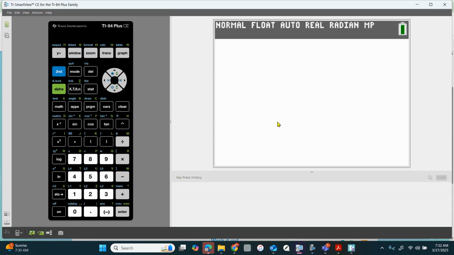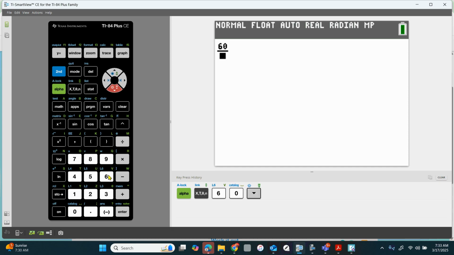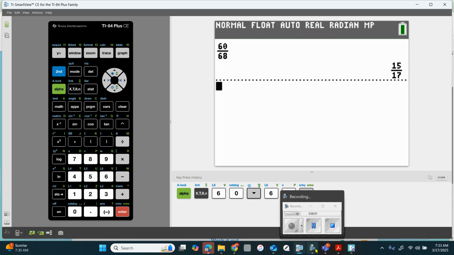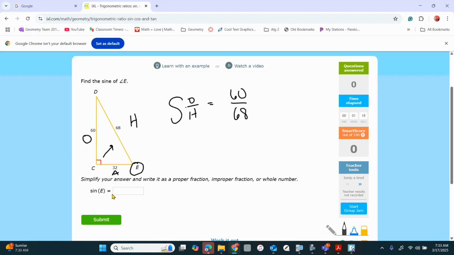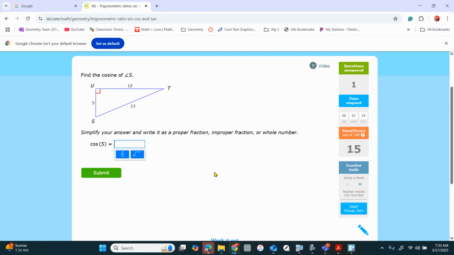So what I was trying to get to is, you can do alpha x, there we go. And we had 60 over 68. So 60 on the top, the arrow down, our 68, enter. It will simplify it for us, and then we're going to write that reduced answer in the box. So we're going to pick this fraction box, put our 15, and then our 17, hit submit, and it will check us for us. And then we can do the next problem.